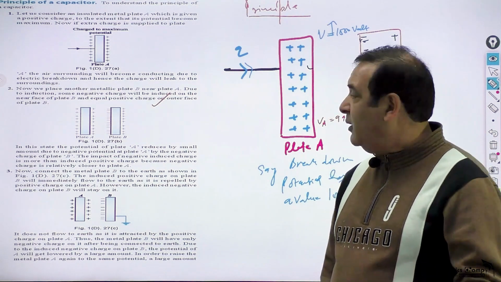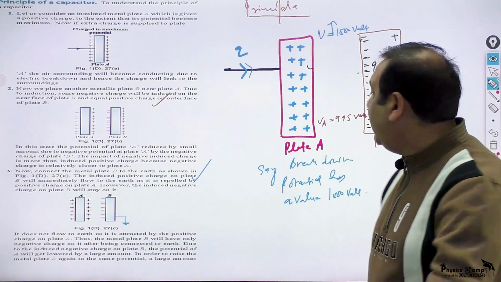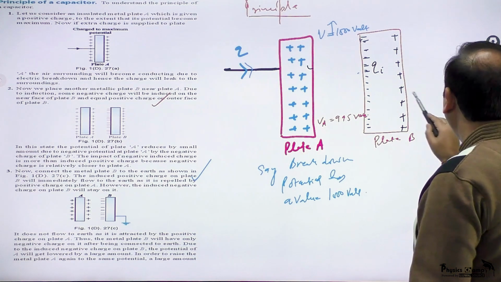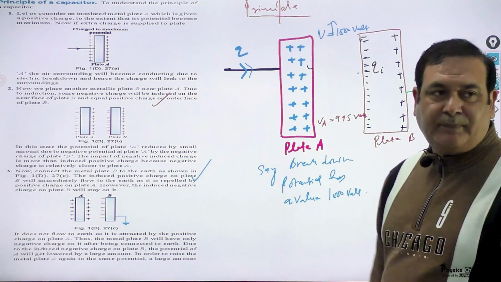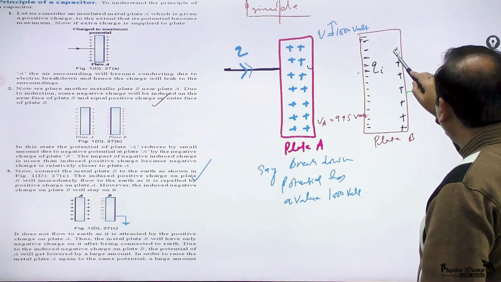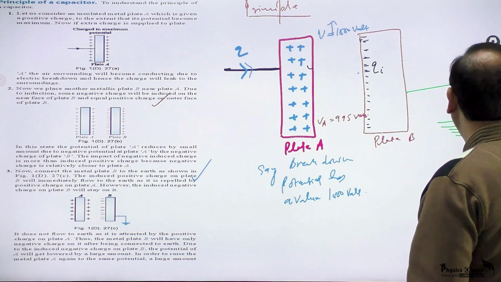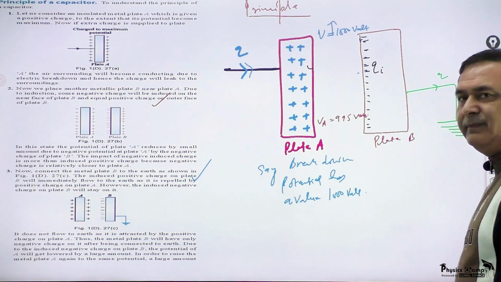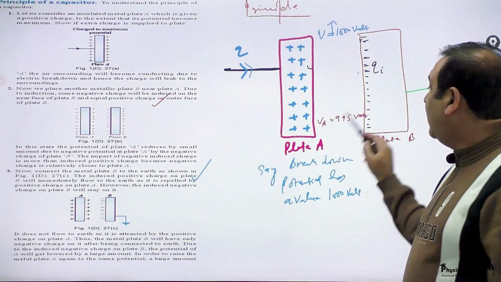And then in step 3, we can do another thing, and that is let us earth this plate B. If we do earthing of plate B, as a result, the whole positive charge over here will now leak into the ground. But this negative charge, because of the attraction of the positive charge, will remain here.